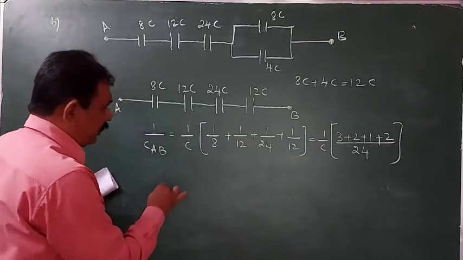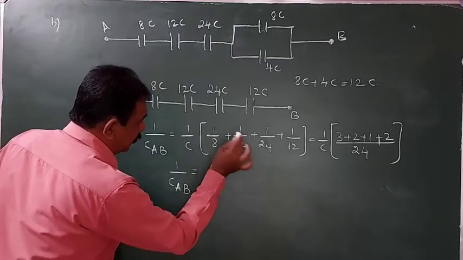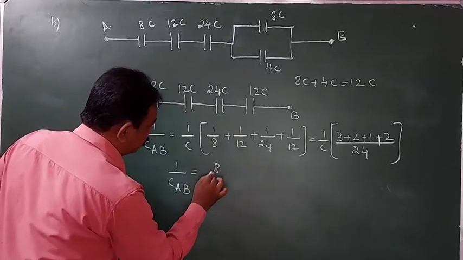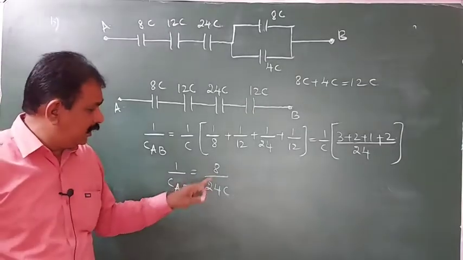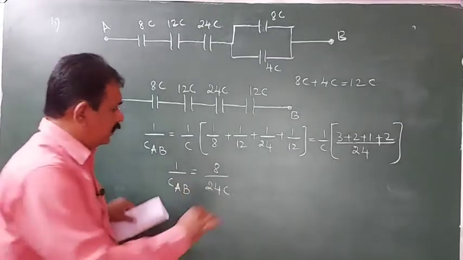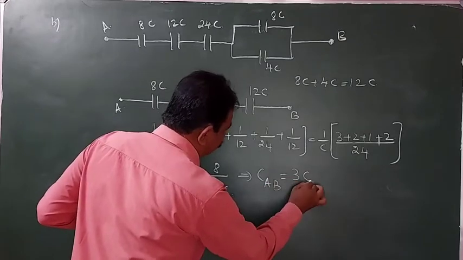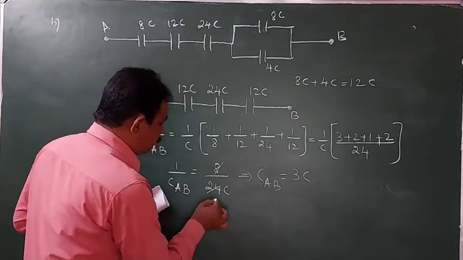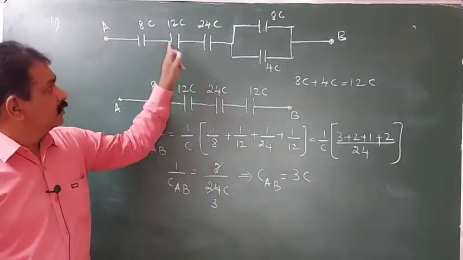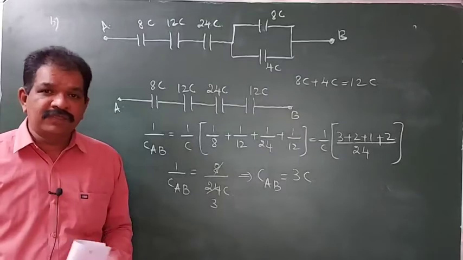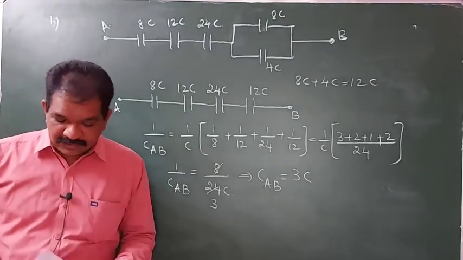So 1 by CAB is equal to 8 totally by 24C. 8 3s we can cancel, then CAB is equal to 3C. So the effective capacity of this combination will be 3C. Clear? See one more.